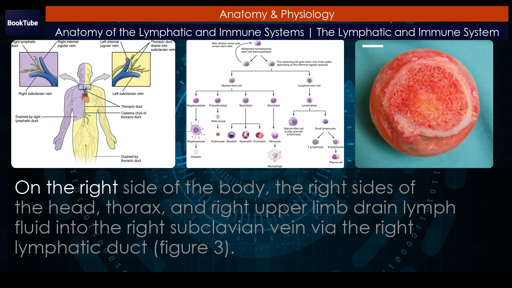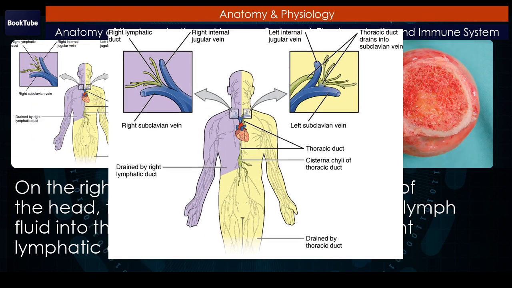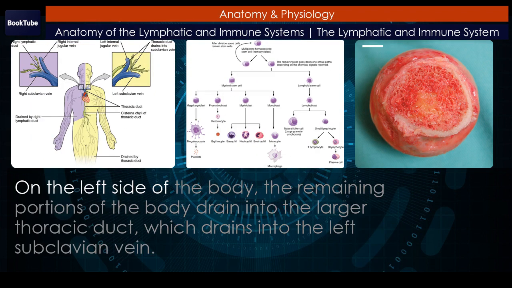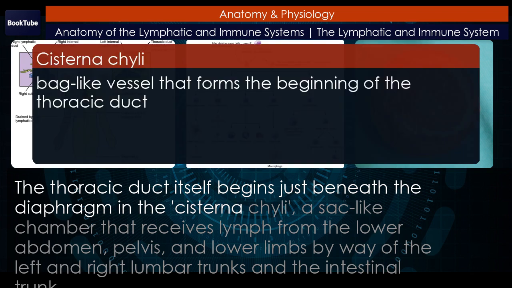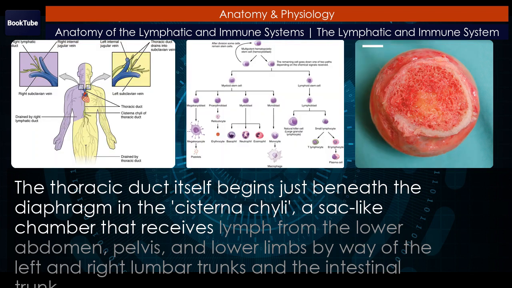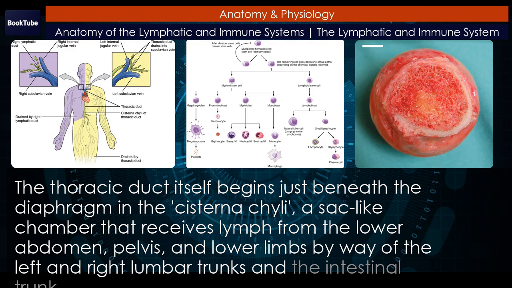On the right side of the body, the right sides of the head, thorax, and right upper limb drain lymph fluid into the right subclavian vein via the right lymphatic duct. Figure 3. On the left side of the body, the remaining portions of the body drain into the larger thoracic duct, which drains into the left subclavian vein. The thoracic duct itself begins just beneath the diaphragm in the cisterna chyli, a sac-like chamber that receives lymph from the lower abdomen, pelvis, and lower limbs by way of the left and right lumbar trunks and the intestinal trunk.